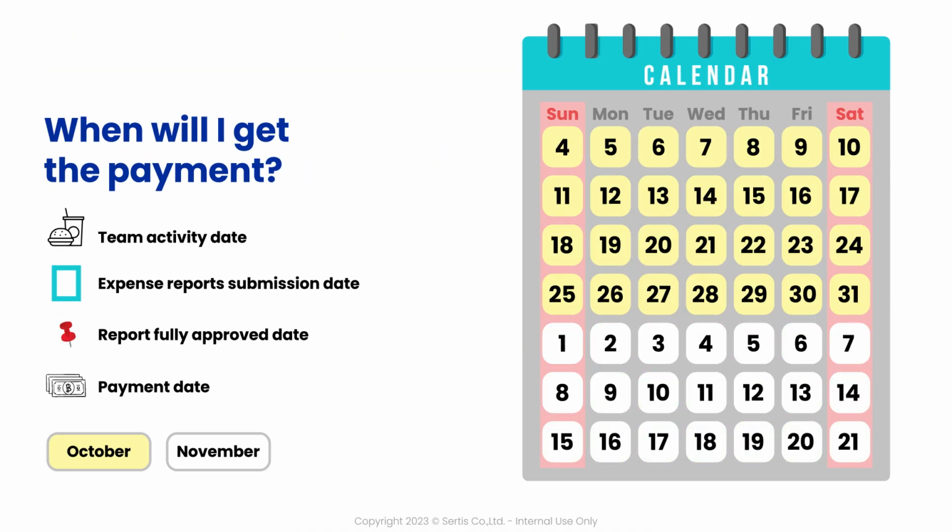When will I get the payment? Normally, the accounting team will make a payment every 1st and 16th of the month. If the expense report is fully approved between the 6th and 20th, payment is transferred on the nearest first day of the month. If the expense report is fully approved between the 21st and 5th, payment is transferred on the nearest 16th day of the month.